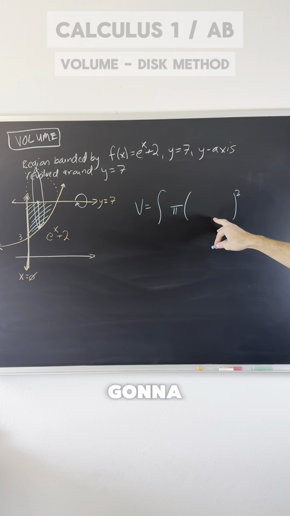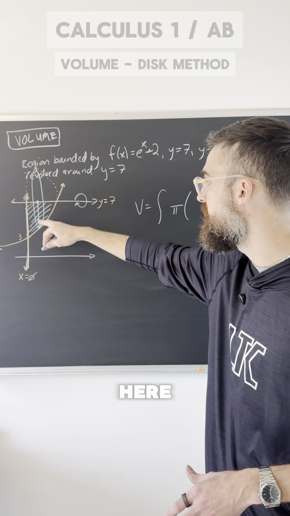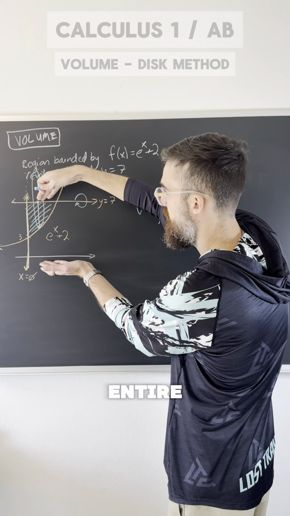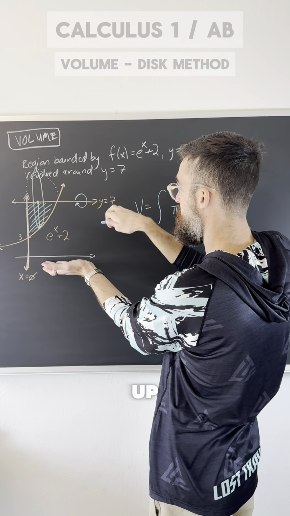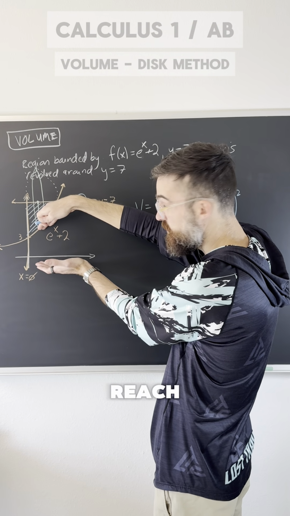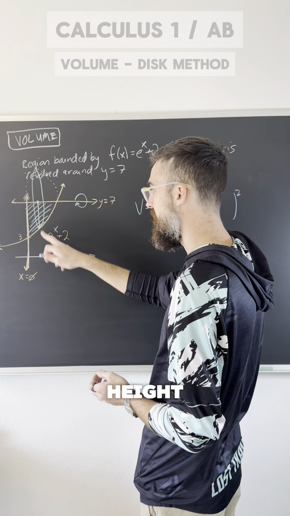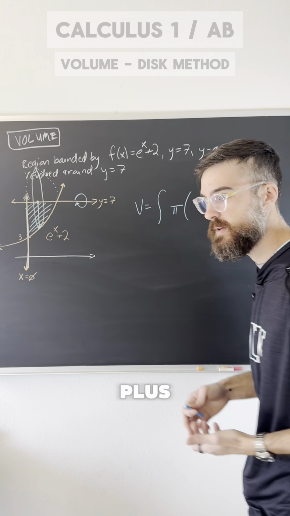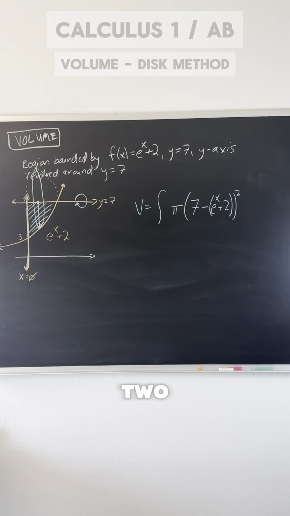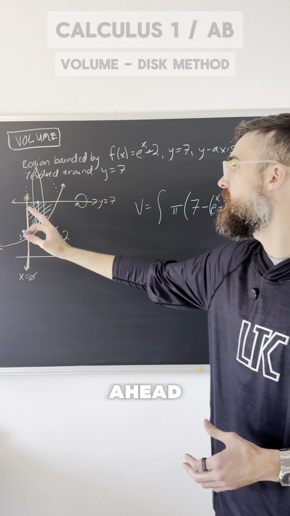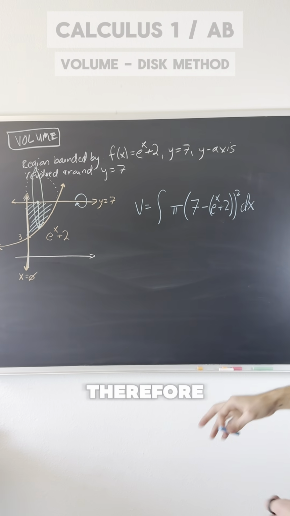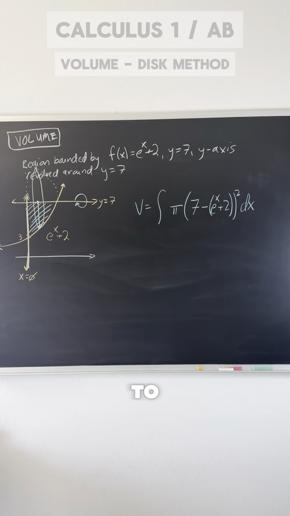The radius is going to be what? Well, looking right here, what is this length? Well, it would be the entire height of this, which would be up to 7, so this is a height of 7, minus the height that it would take to reach right here, which would just be the height of the function e to the x plus 2. Therefore, our radius would be 7 minus e to the x plus 2. And as we discussed, we're going to be stacking or accumulating these disks horizontally from left to right. Therefore, our integral is going to be with respect to x.